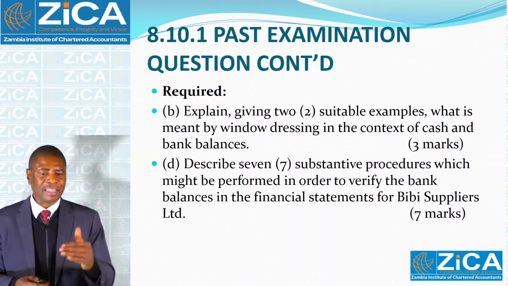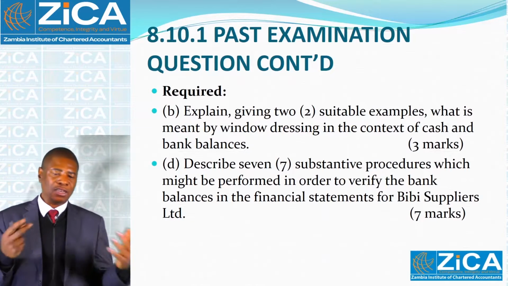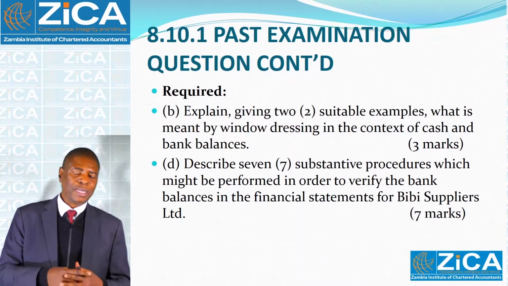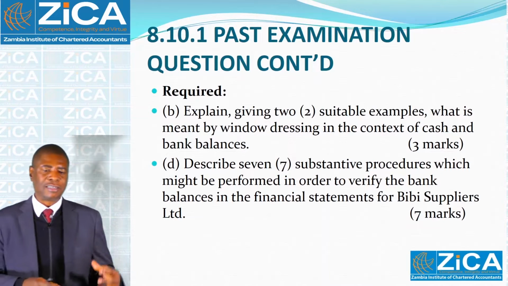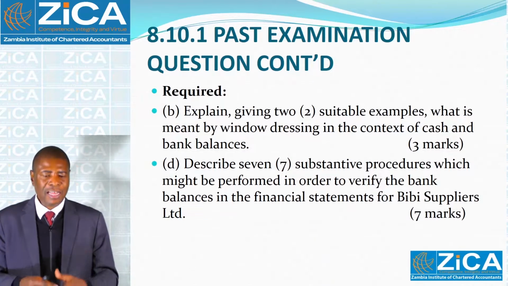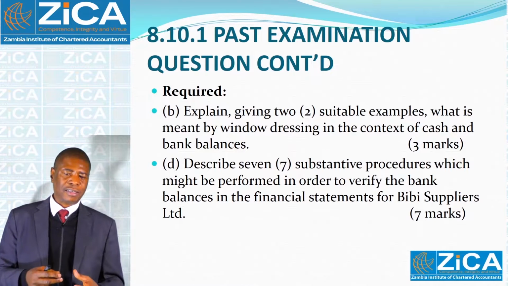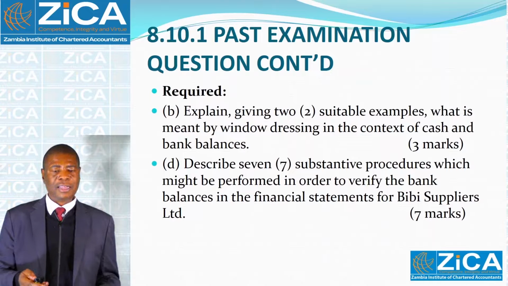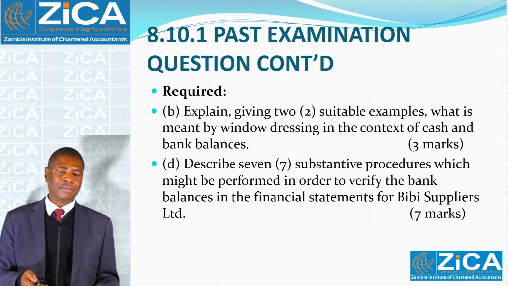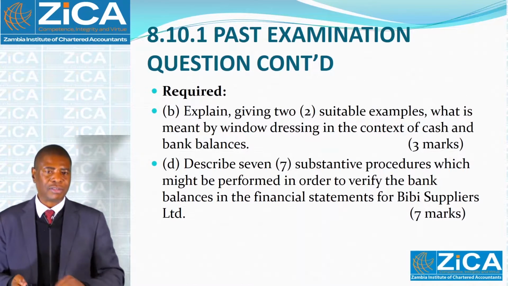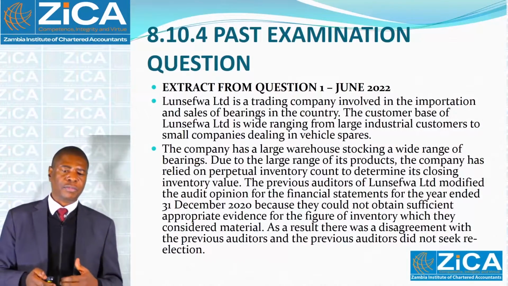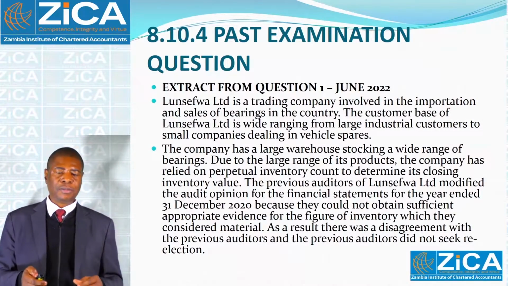Bank balances, there are things like the bank letters you have to send to the banks, bank confirmation letters. Okay? There are bank statements you may have to look at. There are cash books like that. So it's important that you mention exactly what you're trying to look at. Okay? So it's always important. But give 7 like you wanted. If you give less, you're disadvantaging yourself. Don't give tests of controls. It's substantive procedure. June 2022, we also had another question in this topic.